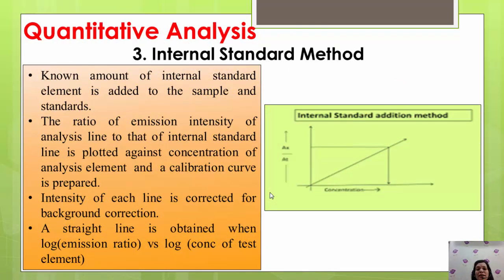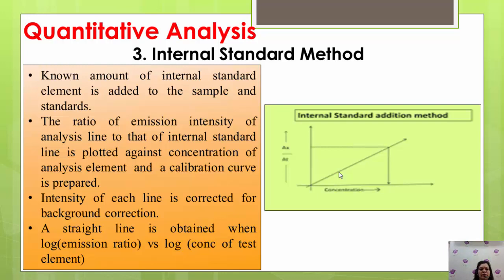Quantitative analysis by the internal standard method. Now we'll look into detail at this internal standard process, how we can carry it out. A known amount of internal standard element is added into the sample as well as the standard. We are adding a known internal standard into the sample as well as the standard, and the ratio of intensity of the sample and standard is plotted against the concentration to prepare a calibration curve.